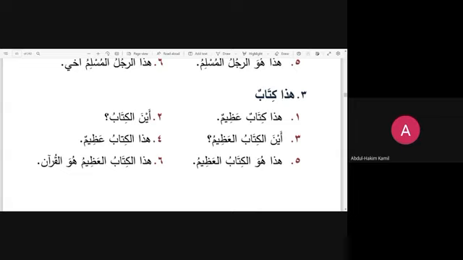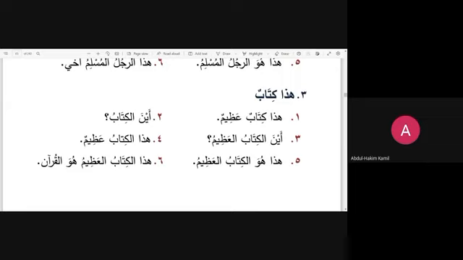Now look at the next sentence. We're just going to add a description to the book. Number 3 says, أين الكتاب العظيم؟ What does that mean? Where is the great book?